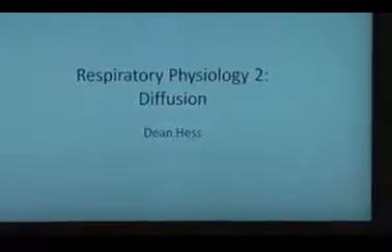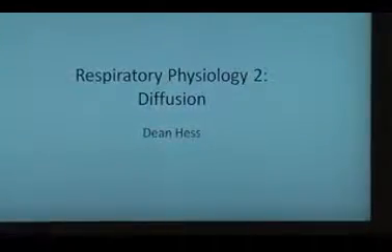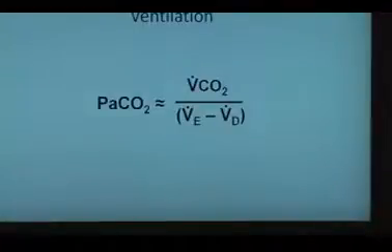Respiratory Physiology 1, and we talked about ventilation. And today is Respiratory Physiology 2, which is a discussion of diffusion. So this was what we had spent last month talking about a fair amount, which was the relationship between arterial PCO2, CO2 production, and alveolar ventilation. Alveolar ventilation being the difference between minute ventilation and dead space ventilation. So this was the crux of what we had talked about last month.